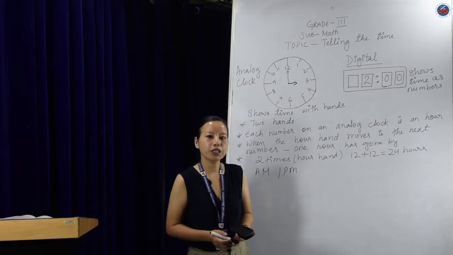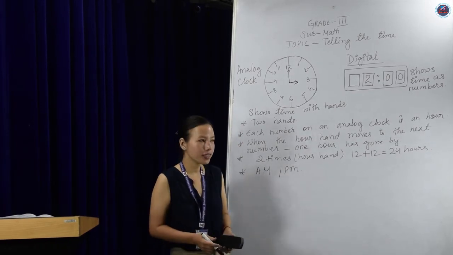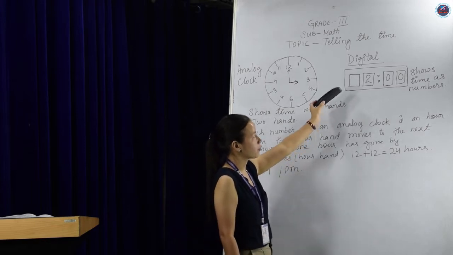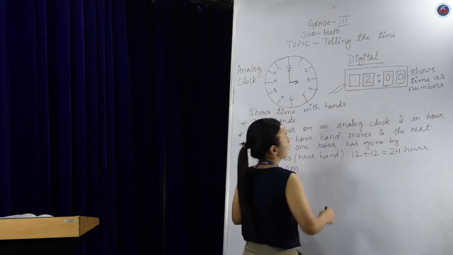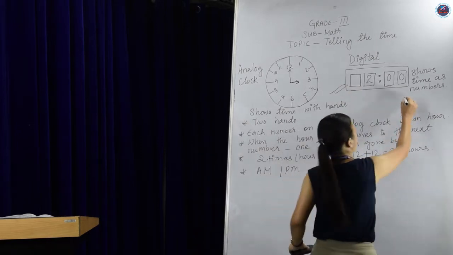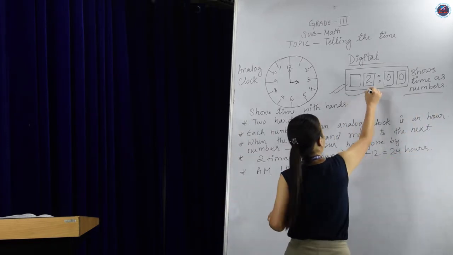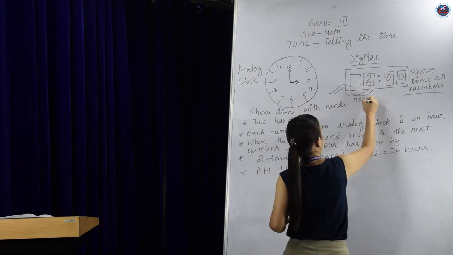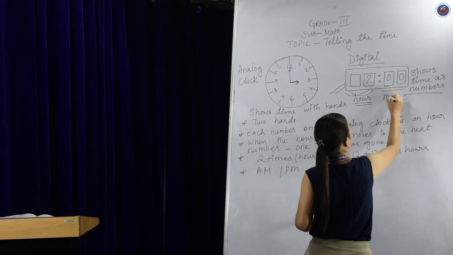Today we will start with a new topic, that is telling the time. So let's start. To my right side, we have this digital clock. This digital clock shows the time as numbers only. The left hand side number we call the hours, and to the right we call it the minutes.